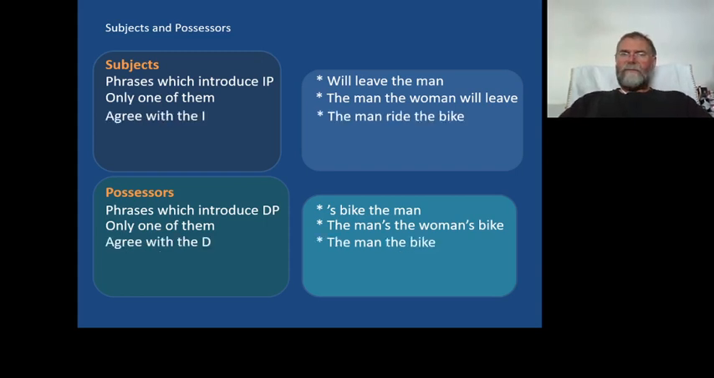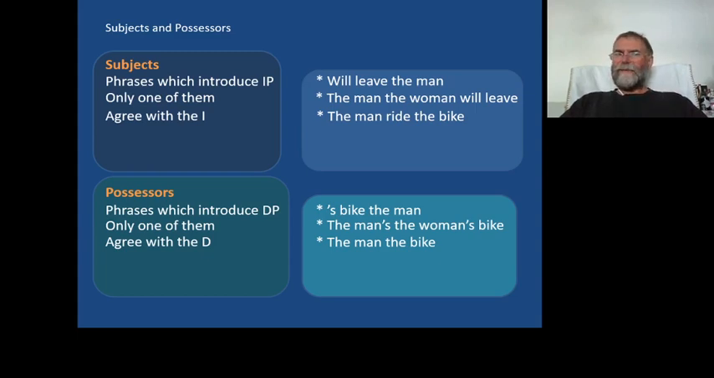We saw the inflection agrees with the subject, in as much as the form of the inflection is dependent on the properties of the subject. If the subject is third person and singular, then you have to have a third person and singular form of the inflection. So you can't say the man ride the bike, it's got to be the man rides the bike, with the S form of the inflection for third person singular.